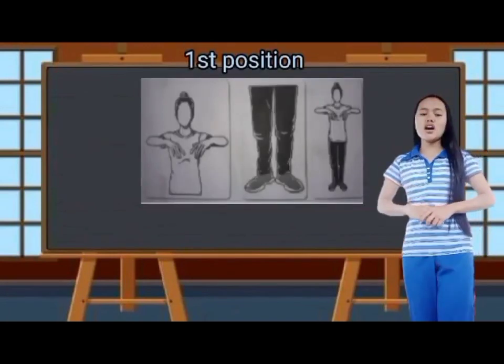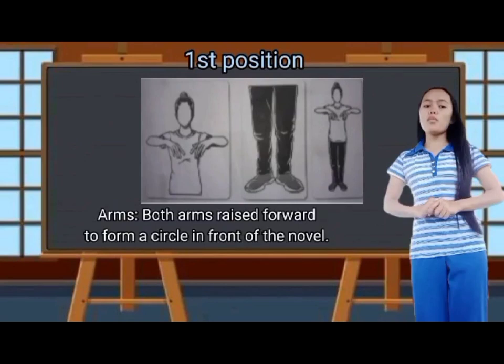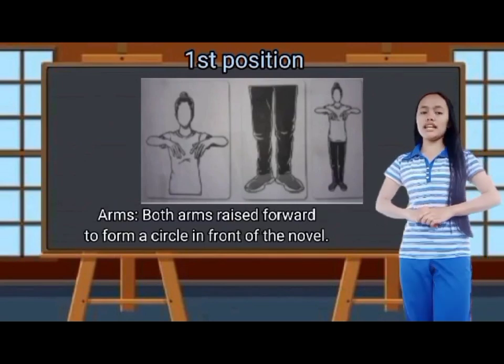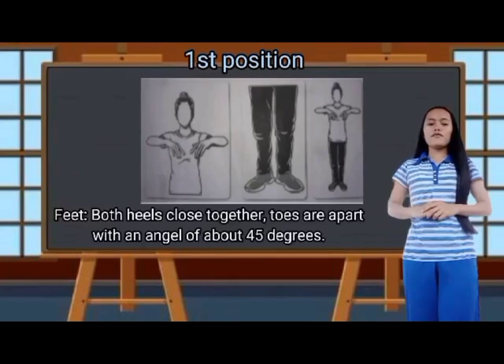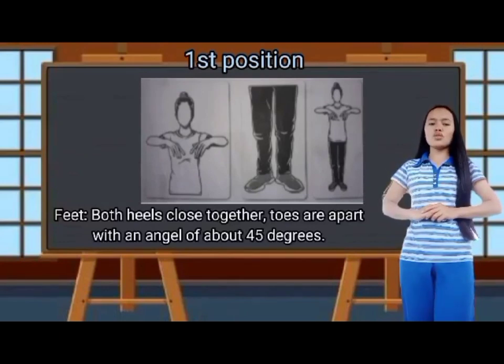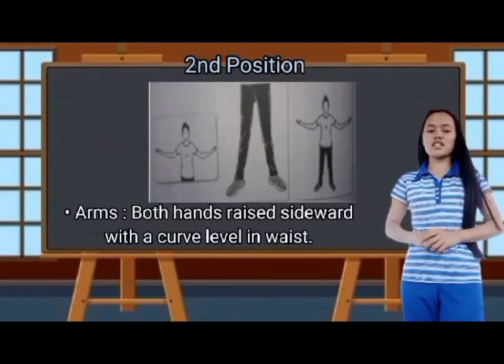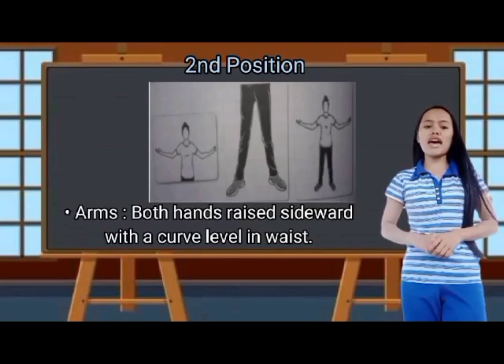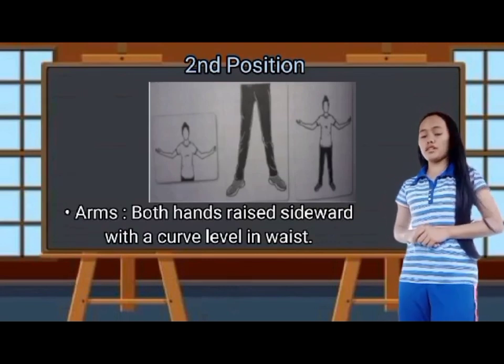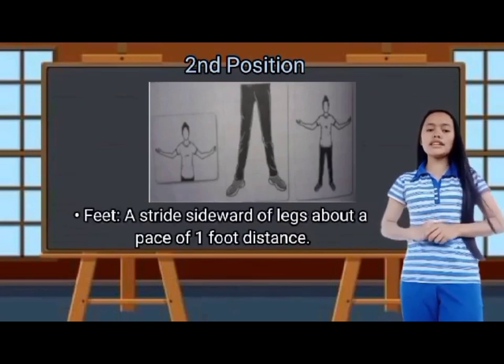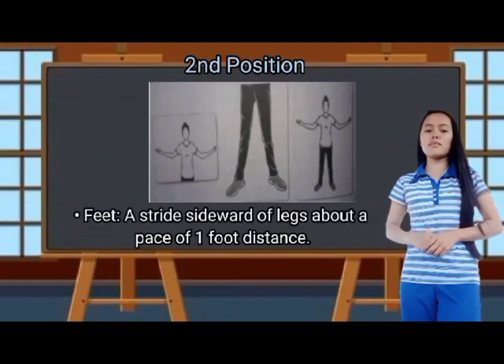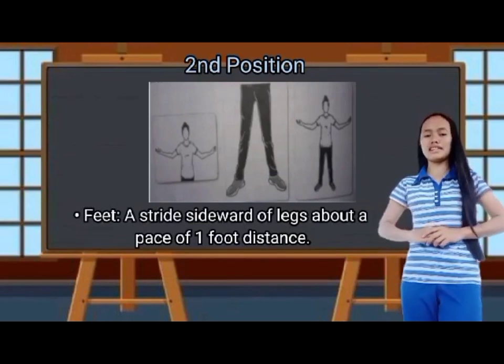First, arms. Both arms raised forward to form a circle in front of the body. Feet. Both heels close together. Toes are apart with an angle of about 45 degrees. Second position. In arms, both hands raised sideward with a curve at waist level. Feet astride sideward, legs about 1 foot distance.